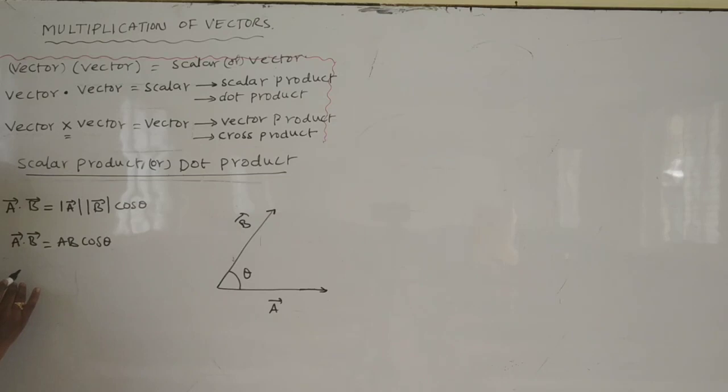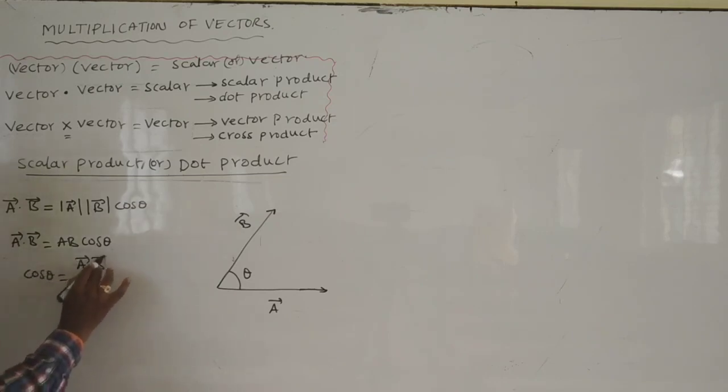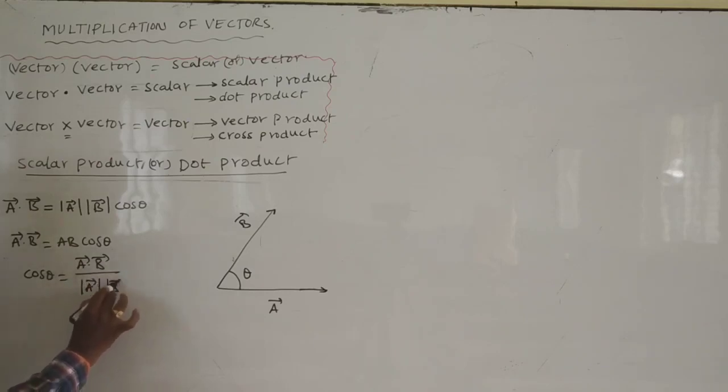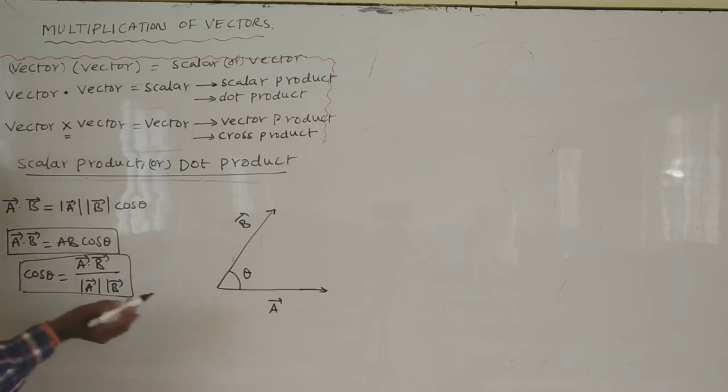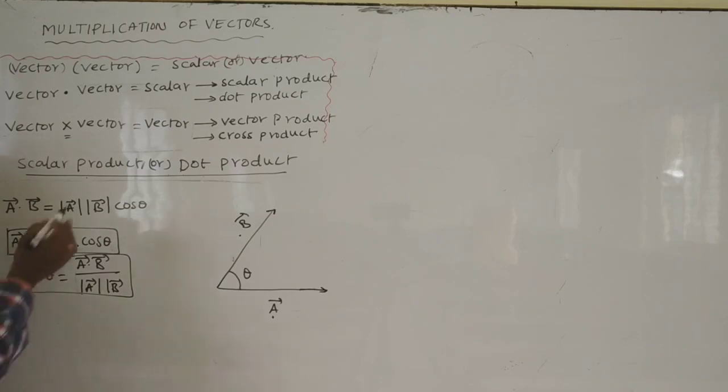Now cos theta equal to A bar dot B bar by mod A bar mod B bar. Now how to define scalar product or dot product? So these are the two vectors. We multiplied with dot is called scalar product or dot product.